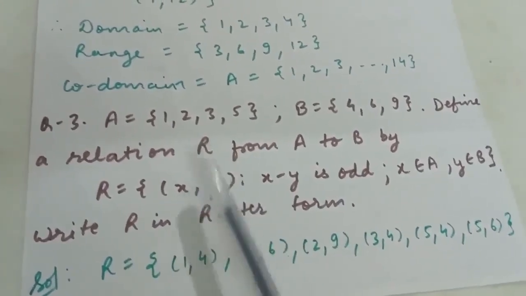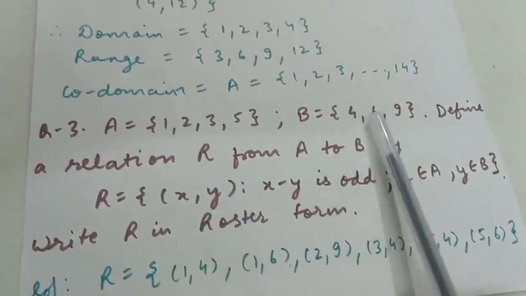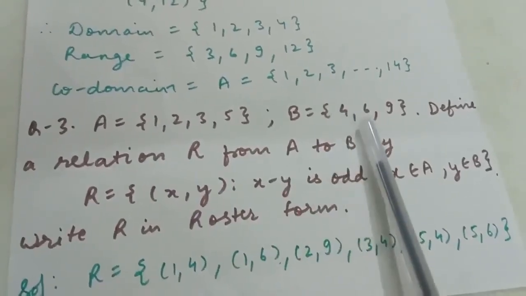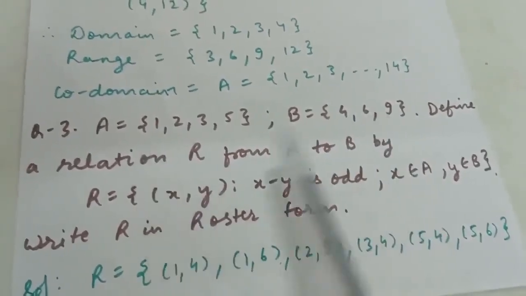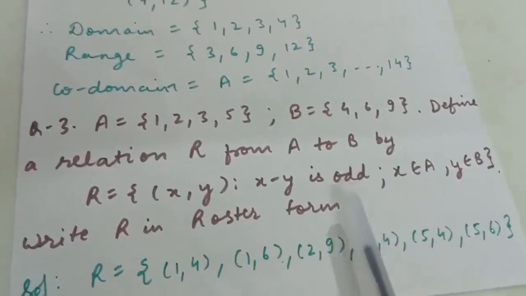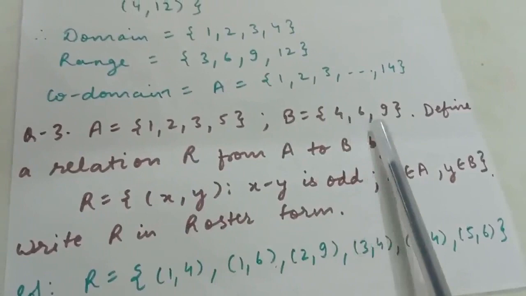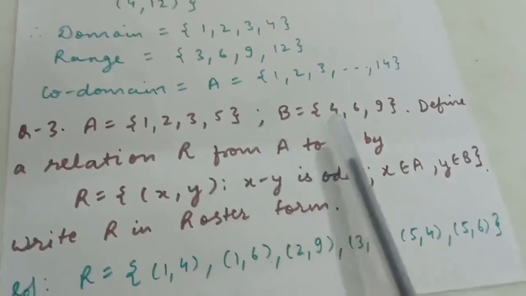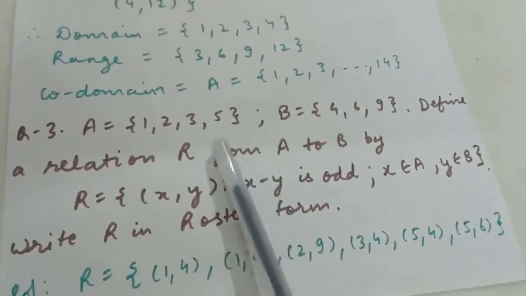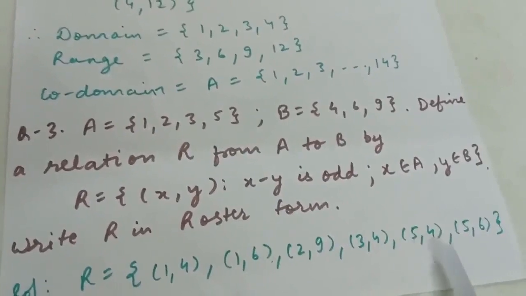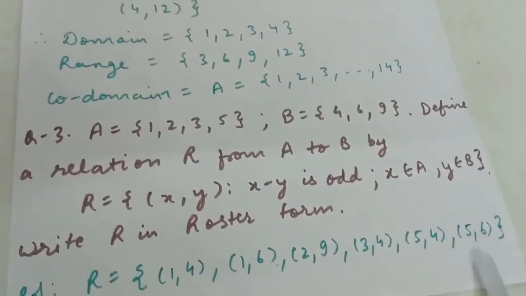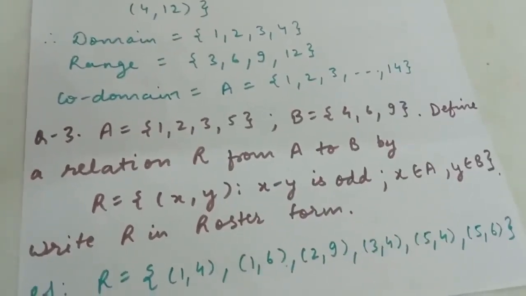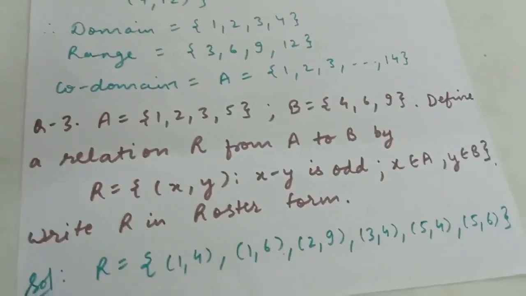So we have to take the first element from the set A and the second element from the set B, such that their difference is odd. With 1 we can take 4, 6, not 9, because the difference of 1 and 9 is 8, which is not odd. With 2 we can take 9 only, because the difference of 2 and 9 is 7, which is odd. With 3, 4, right? Then with 5, 4, because the difference of 5 and 4 is 1, which is odd. Similarly, the difference of 5 and 6 is 1, which is odd. 5, 9 we will not take because the difference is 4, which is not odd. So this is our set R, right?